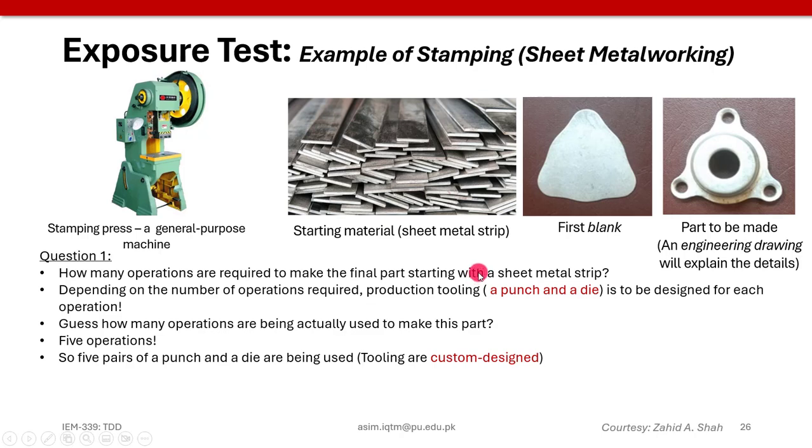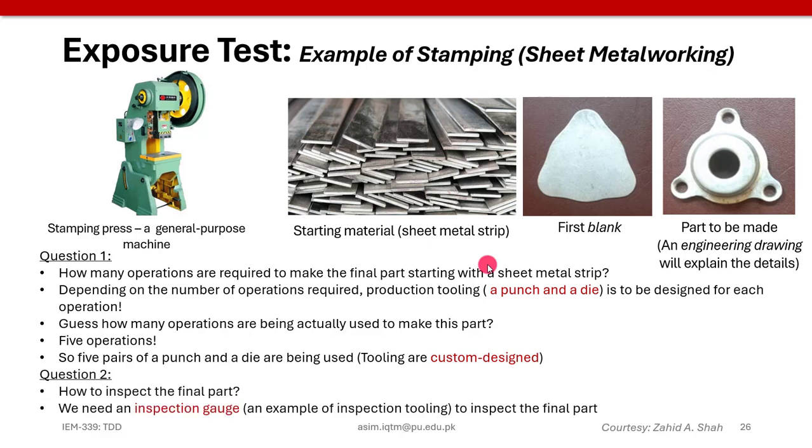So again, 5 pairs of punch and dies are being used, and the tooling is custom designed. And how can we inspect the final part? Definitely again we use the inspection gauge to inspect the final part.